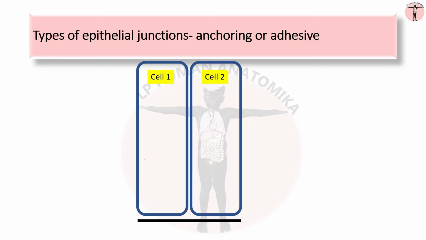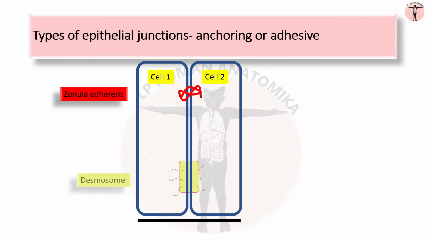Coming to the anchoring or adhesive junctions, which is the third type of epithelial junctions, they are most abundant in tissues that are subject to constant mechanical stress, such as epidermis of the skin. They attach the cells and their cytoskeletons mechanically to their neighboring cells or to the extracellular matrix. They are of 3 types: zonula adherens, desmosome and hemidesmosome.